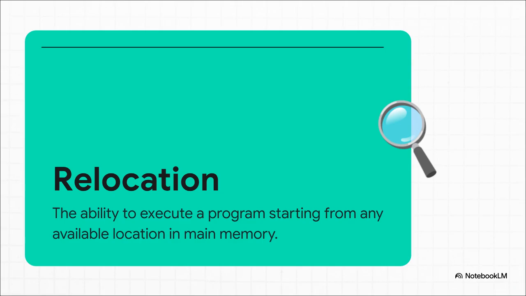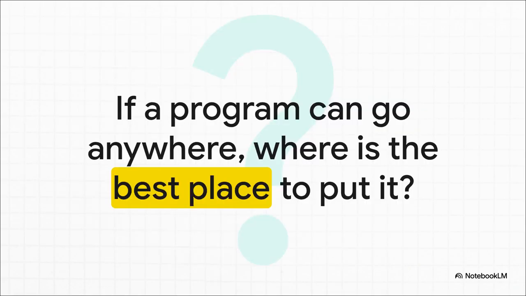See, in the old days, a program might have been built to only run at a specific memory address. Let's say address 1000. If something else was already parked in that spot, too bad, you're out of luck. Relocation gives the OS the flexibility to say, hey, address 1000 is taken, but I see a nice open spot over at 5000. Let's just put you there instead. It's a game changer.